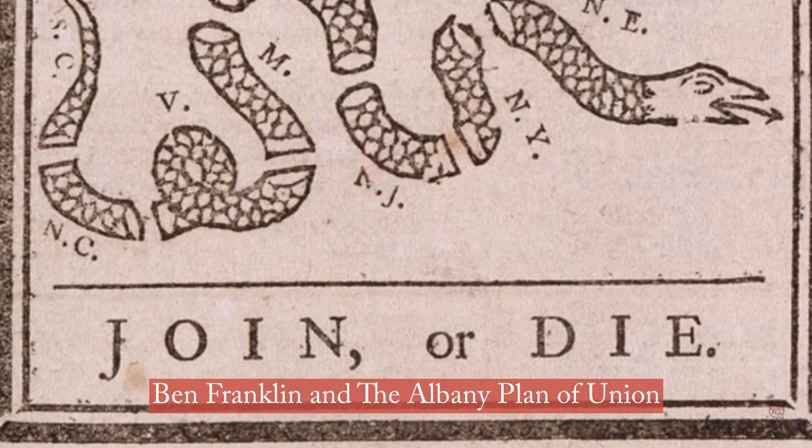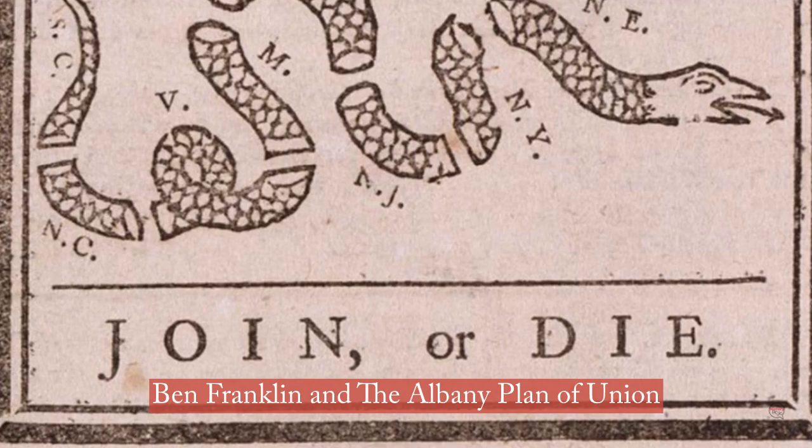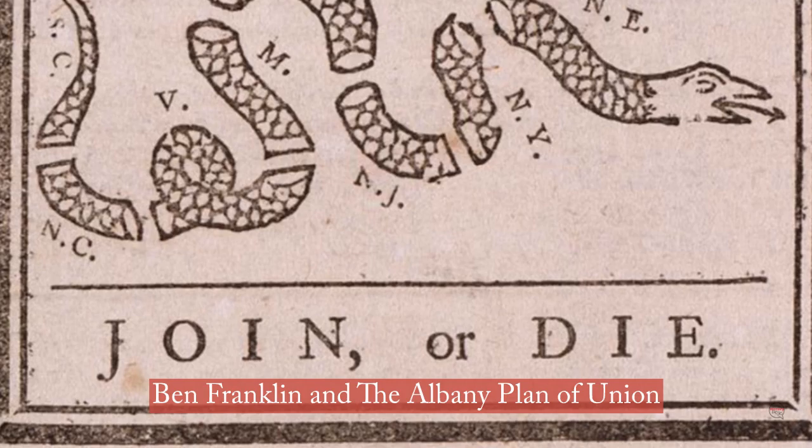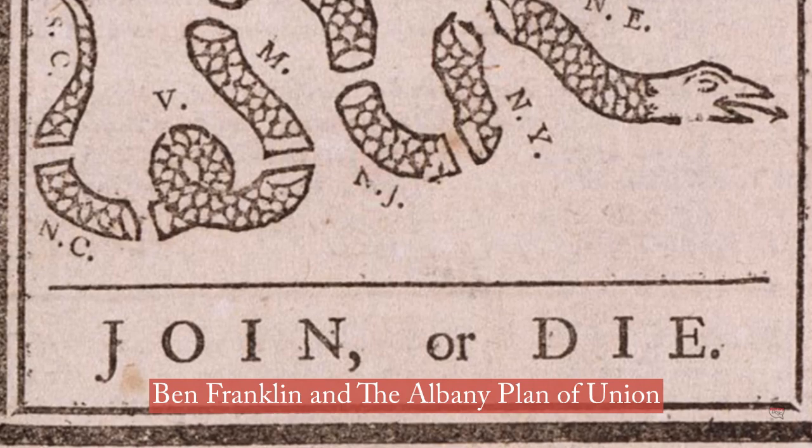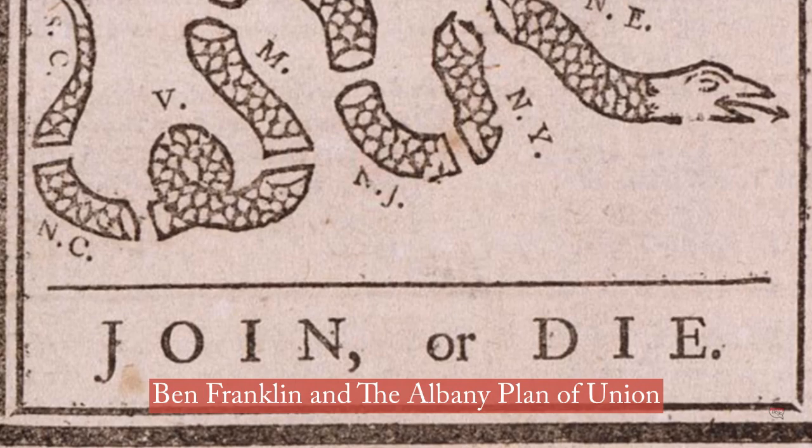Benjamin Franklin proposed the Albany Plan of Union, a system where smaller colonies would cooperate with each other for self-defense. The plan would ultimately grow into what we know today to be the American system of government called federalism, where states cooperate in a federal system.